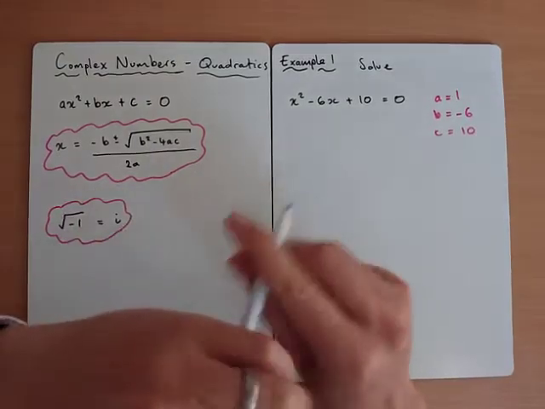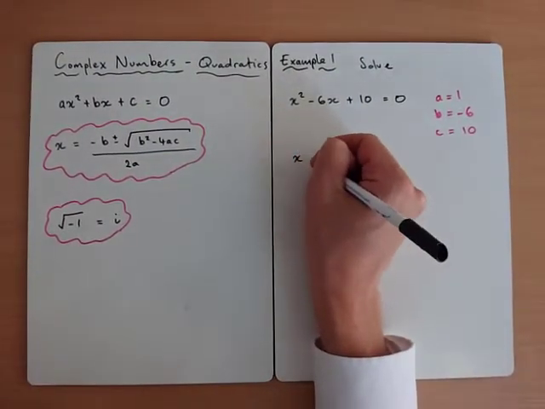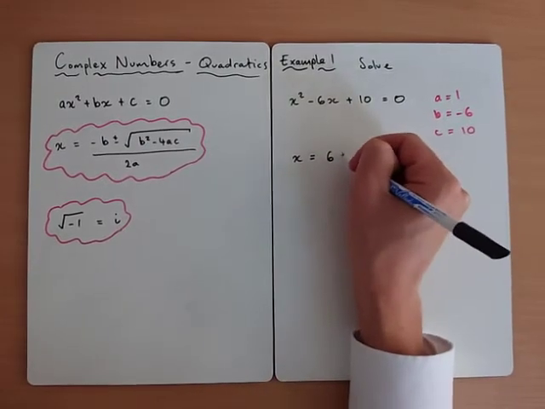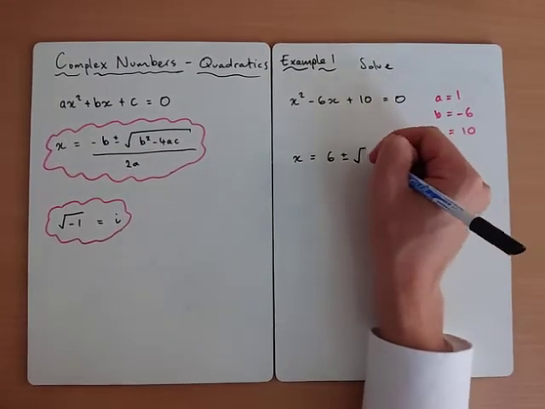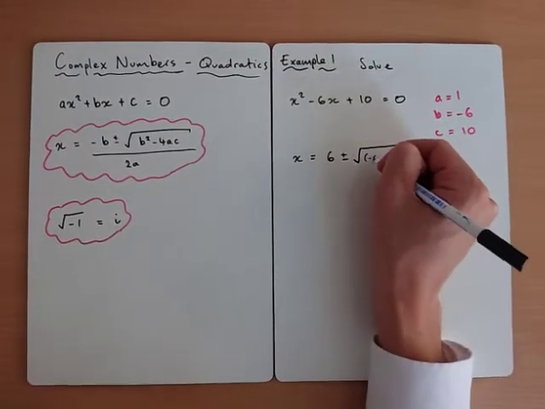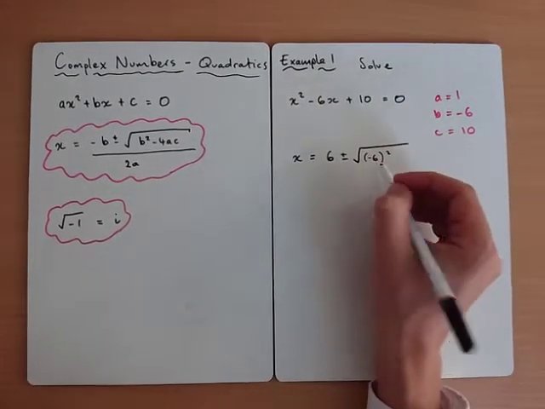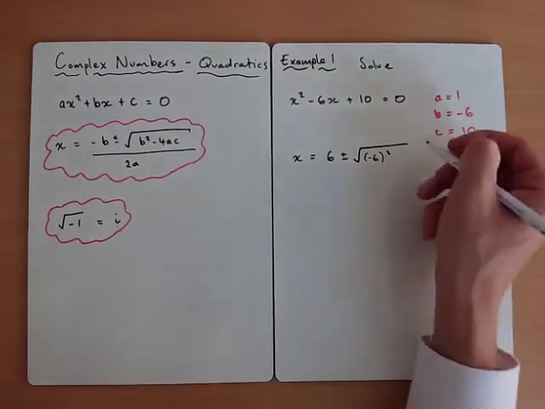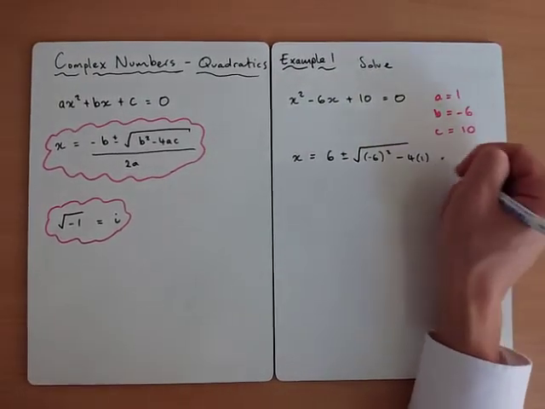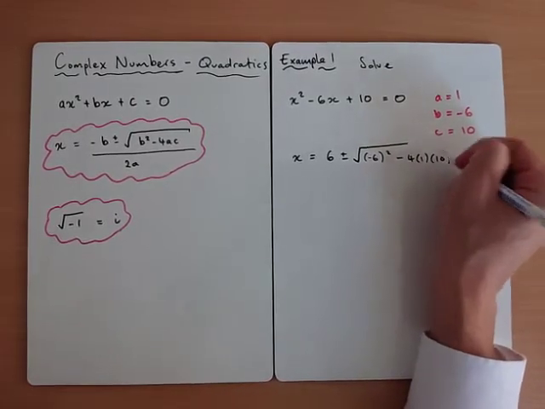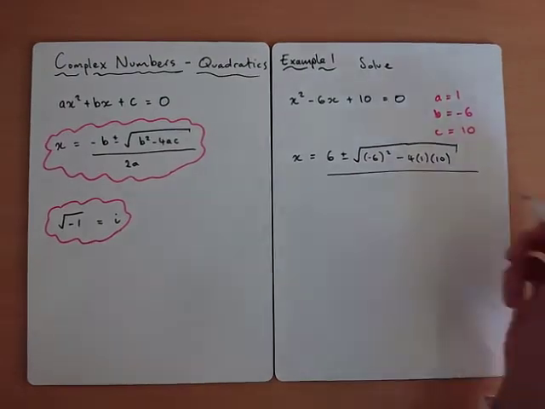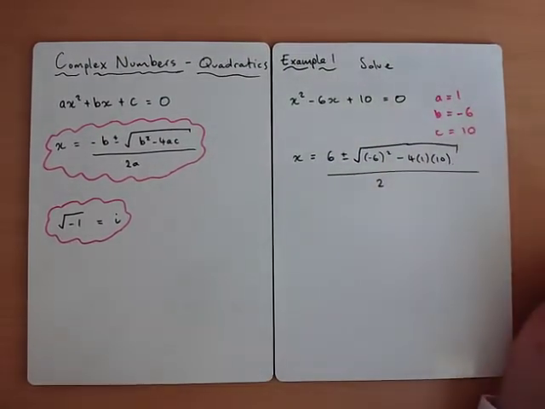c is equal to 10, so our solution would be minus b, so minus -6 would be 6, plus or minus the square root of b squared, so (-6) squared. Bracket's important because that's going to become negative, that's going to become positive when we square it. Minus 4 times a, which is 1, times c, which is 10, all divided by 2a, which is 2 times 1.